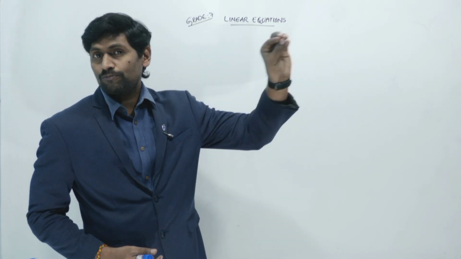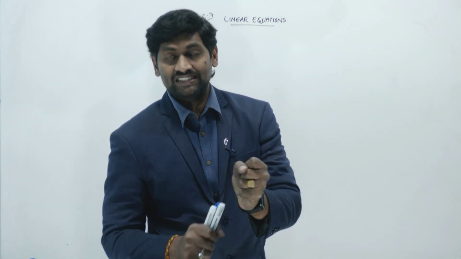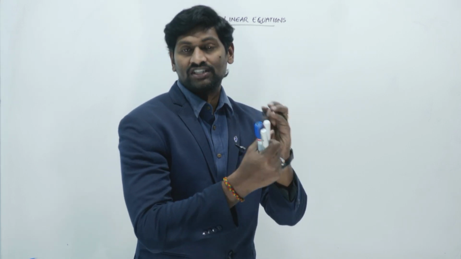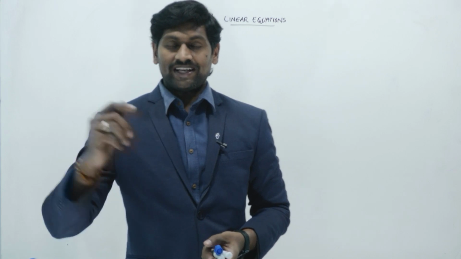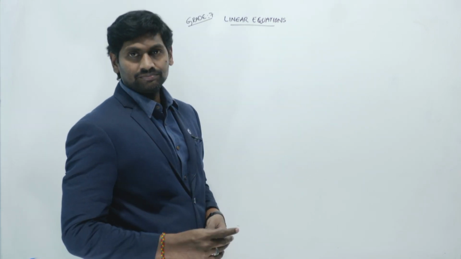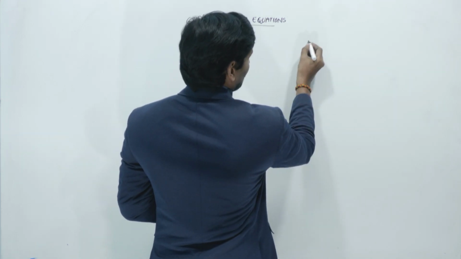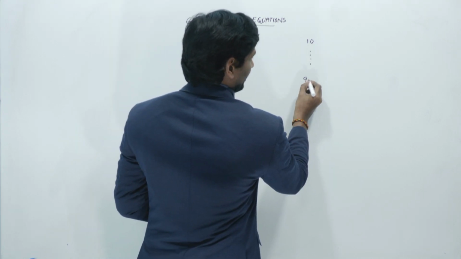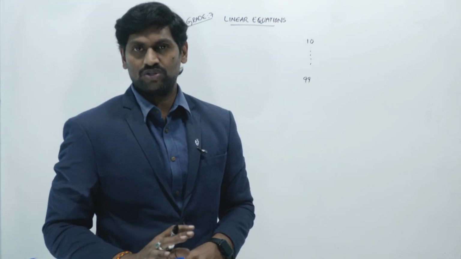Now you should remember one thing. Such problems will be given like two-digit numbers and reversing the digits. The sum of the two-digit numbers or the difference of the two-digit numbers will be given. For example, how do we represent a two-digit number? Two-digit numbers start from 10 and end at 99. From 10 to 99, all are two-digit numbers.